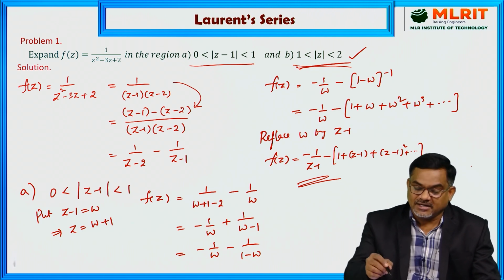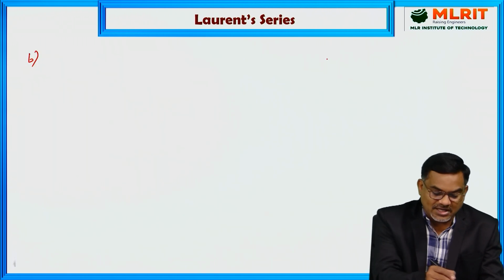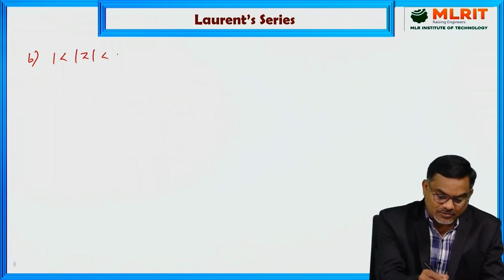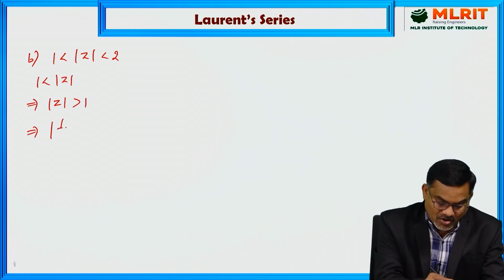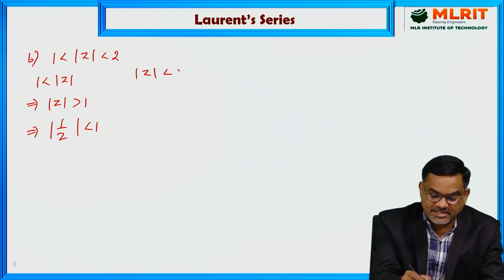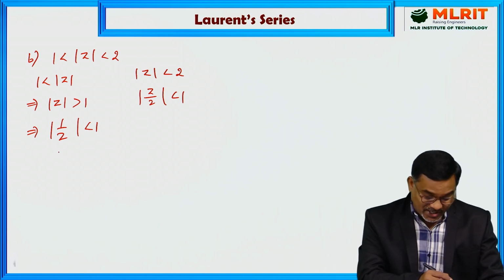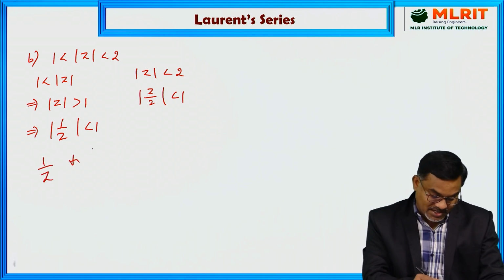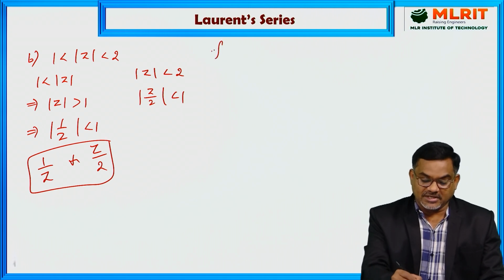Similarly, we can expand in the second region, the second part, 1 less than mod z less than 2. So here 1 less than mod z, that implies mod z is greater than 1, so mod 1 by z is less than 1. This is one point. And then mod z is less than 2, so mod z by 2 is less than 1. So we try to get these terms 1 by z and z by 2 while simplifying the function f of z. Now what is the given function f of z?